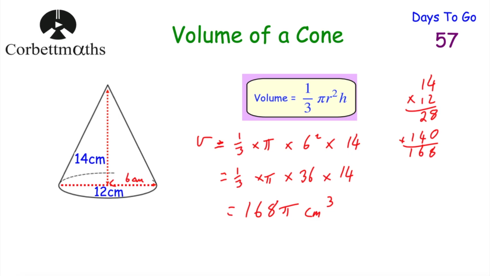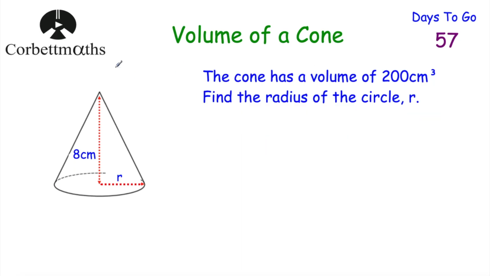Okay, let's have a look at one last question. Now this is a calculator question, and we've got this cone, and we're told the volume of this cone is 200 centimeters cubed. Find the radius of the circle R. Okay, so feel free to press pause and try this question now.